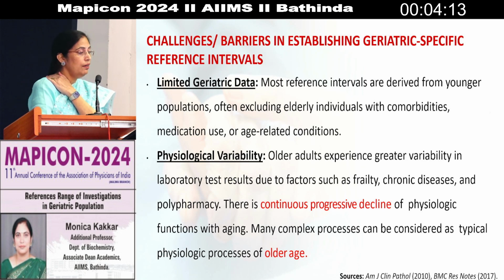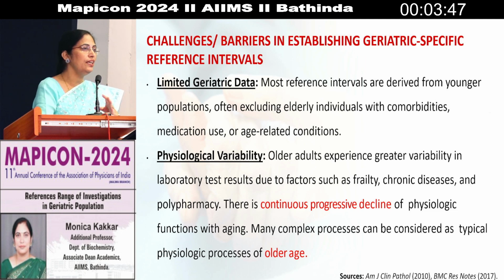The challenges are that most of the reference intervals are derived from the younger population and extrapolated to the geriatric population, whereas we are not considering the comorbidities or the medications involved. There is physiological variability, which is not considered when we use younger adult reference intervals. There is continuous, progressive aging happening, and so a continuous, progressive change in the analytes as well. Hence, again, it emphasizes that we should be developing our own reference intervals for the geriatric age group.